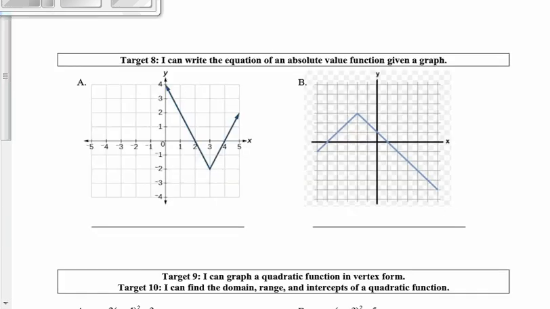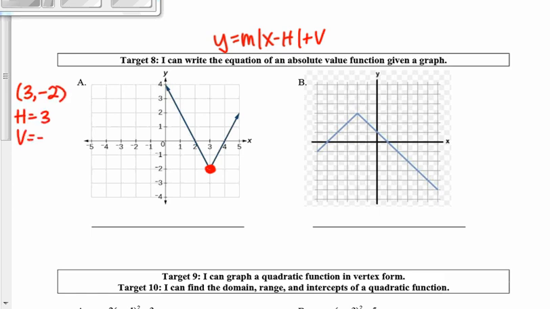Moving on to the next page, we get into writing equations of quadratics. We're just going to work backwards. So remember our equation that we were just dealing with. We're going to fill this in working backwards. I'm going to look at where the vertex is. The vertex here is at 3, -2. That means H is 3 and V is -2. And then I can determine what the slope is. It looks like we're going up 2 over 1. So the slope is 2.